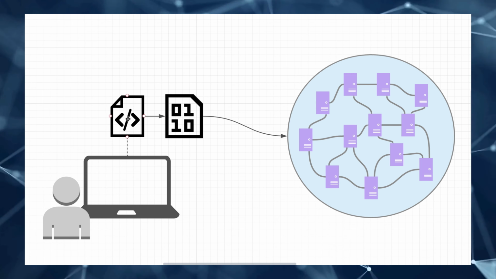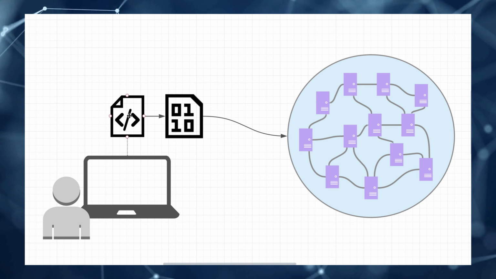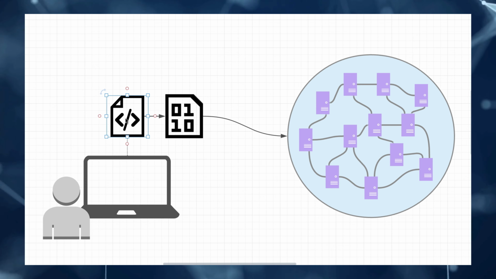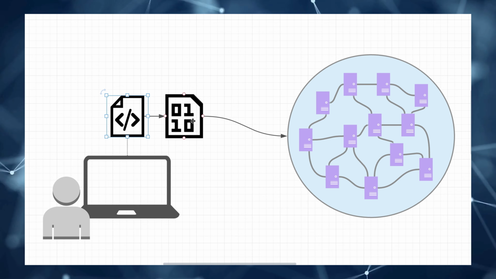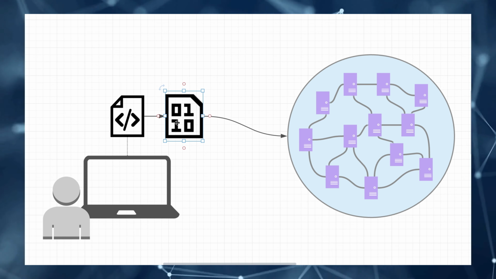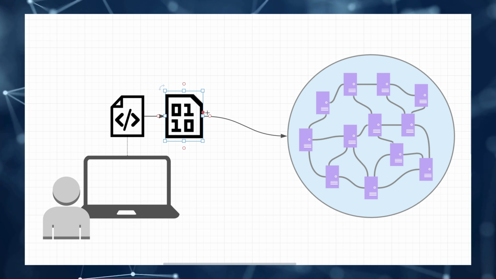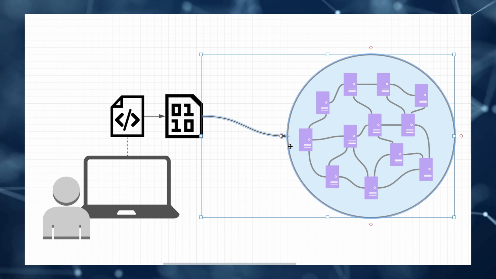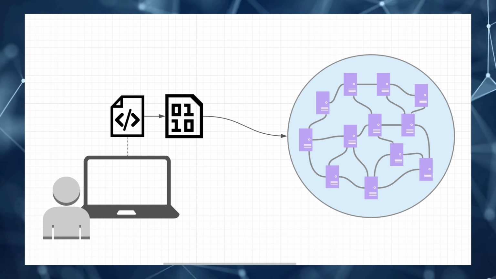So essentially, just a real quick overview, to compile, you are taking your source code, running it through a compiler and converting it to something called bytecode, ones and zeros. And then when you deploy your contract, or upload it to the network, you're going to be uploading this bytecode just like that. And this is what the nodes are going to run.